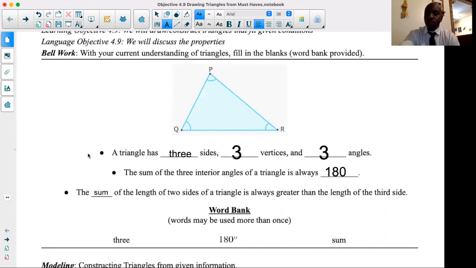If I gave you three sides, let's say I had sides 1, 2, and 3. You could determine if that would indeed make a triangle if this particular third rule is true. If you add 1 and 2 together, they make 3. Is 3 greater than 3? No. So then those cannot form a triangle.